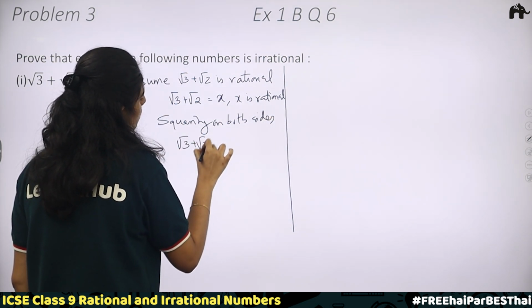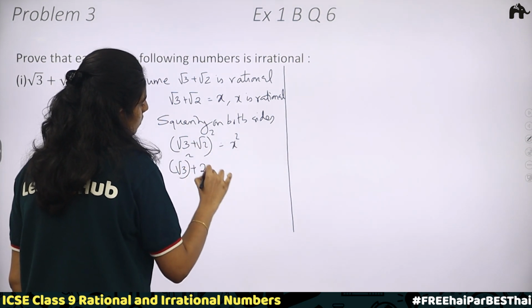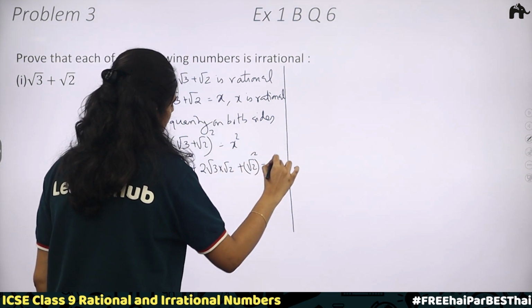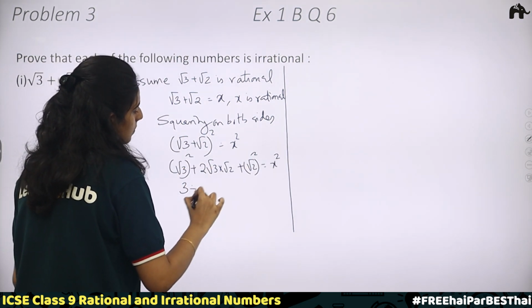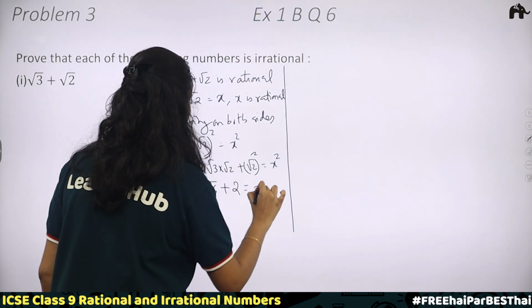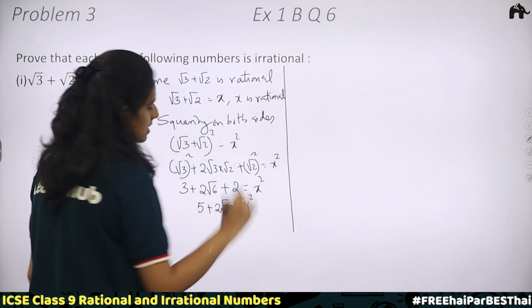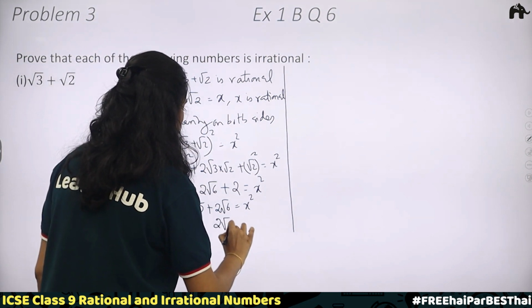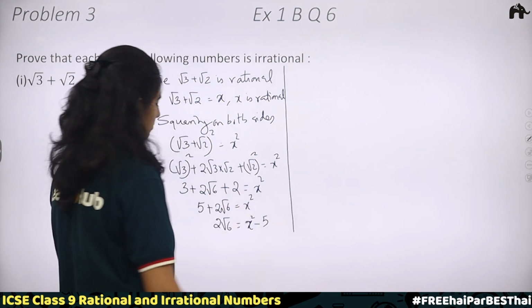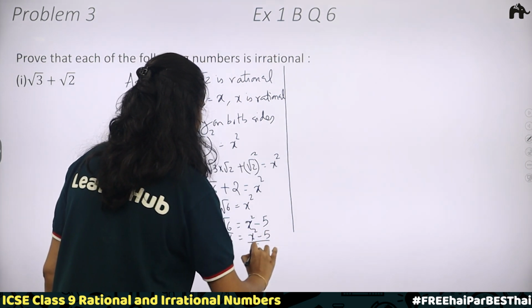(√3 + √2)² = x², which is (√3)² + 2·√3·√2 + (√2)² = x². (√3)² is 3, plus 2√6, plus (√2)² which is 2, equal to x². So 3 + 2 is 5, plus 2√6 is equal to x². Therefore 2√6 can be written as x² − 5, and √6 will be equal to (x² − 5)/2.